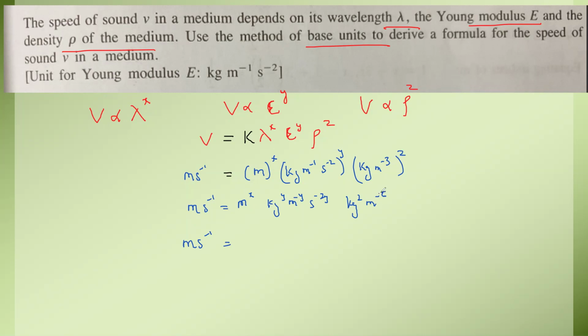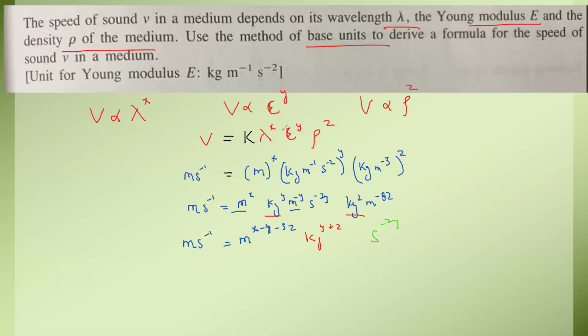Sorry, I wrote 6. No, it's 3z, because it's z multiplied by 3. So this will become 3z. So it will be m raised to power x minus y minus 3z. That is the value for m. Then kg, this is kg, this is also kg. So kg raised to power y plus z. And the second raised to power -2y.